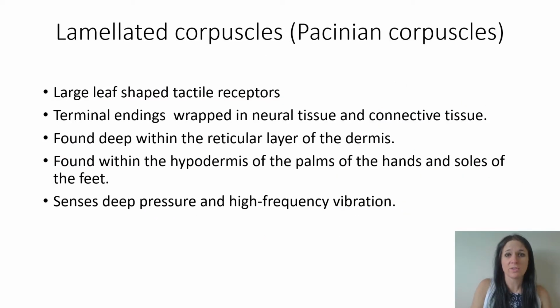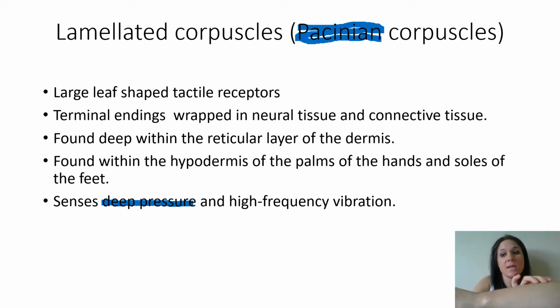Okay, so moving on, our next encapsulated receptor is the Pacinian corpuscle. Okay, and Pacinian is a big leaf or sort of onion-shaped tactile receptor that's going to be found deep down in the reticular layer of the dermis. So this is found deep to those Krause bulbs that we were just looking at. So these are going to sense deep pressure, right? So it makes sense that they're located deeper, so it needs more pressure to activate the Pacinian corpuscle. Okay, so deep pressure and also high frequency vibrations.